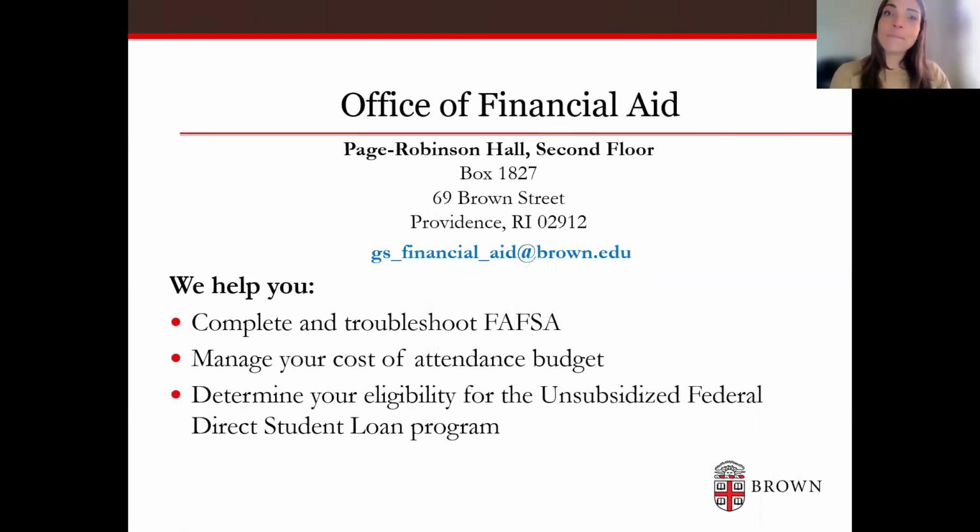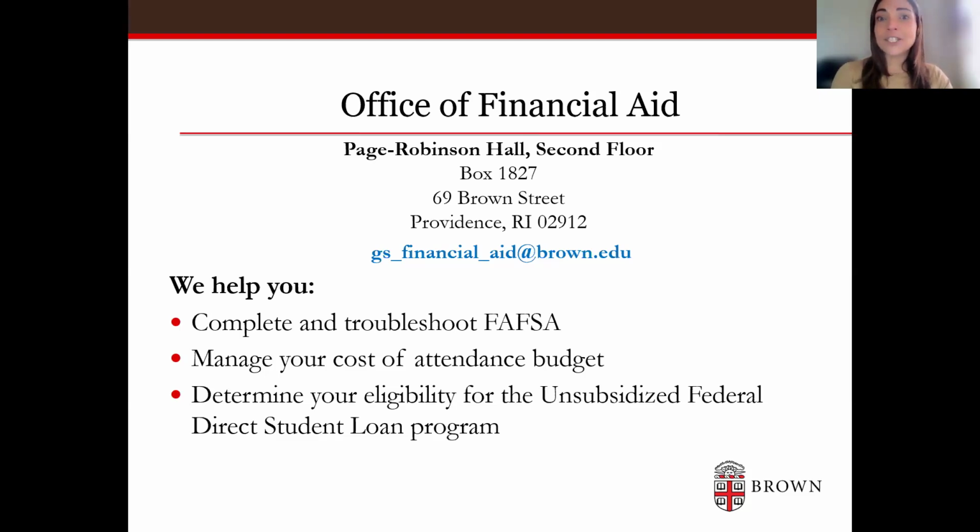So first, I'm just going to talk a little bit about the Office of Financial Aid and what we do to serve our graduate level population. The Office of Financial Aid is located on the Brown University campus in the Page Robinson building. Our email address is highlighted in blue, and I definitely advise taking a screenshot or writing that down. Please know that we are a resource, whether you are a prospective student or a current student, for the time in which you are either considering a program or enrolled. So anytime a student does have a question or concern, please know that we are available to assist you. It's just a matter of reaching out to us.